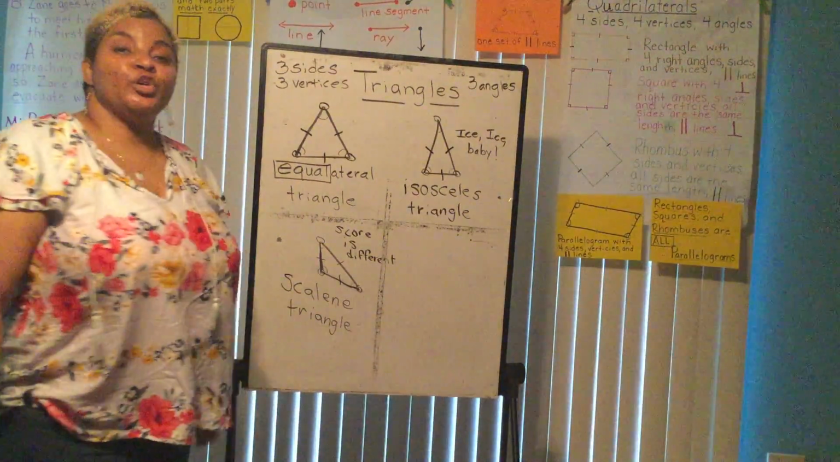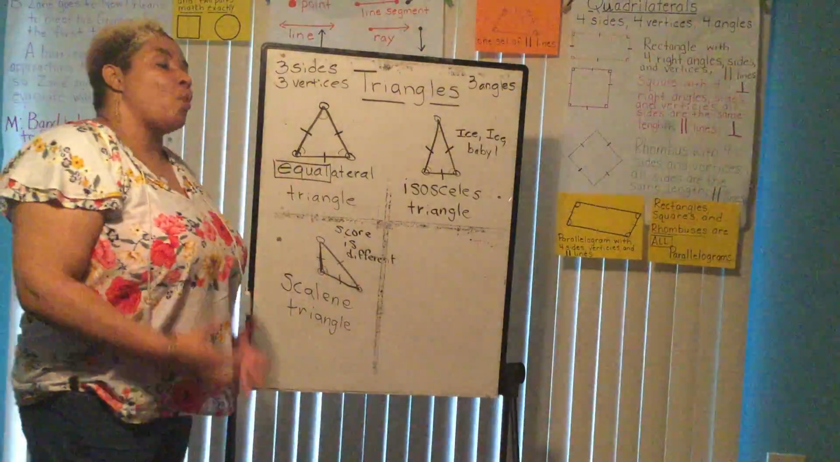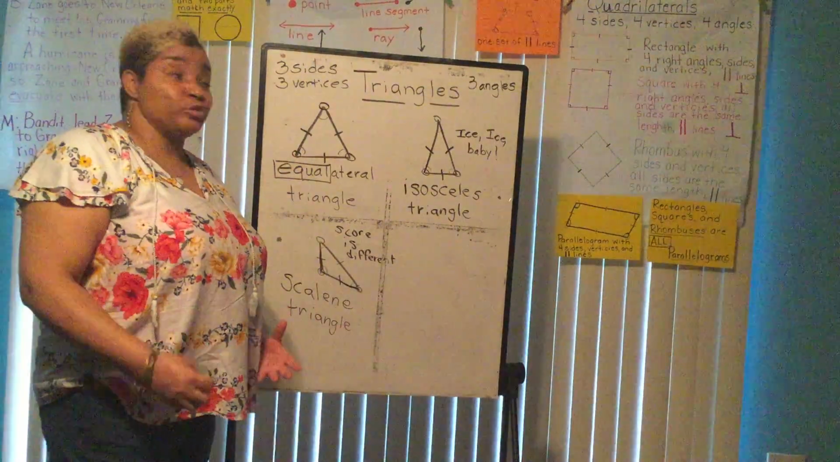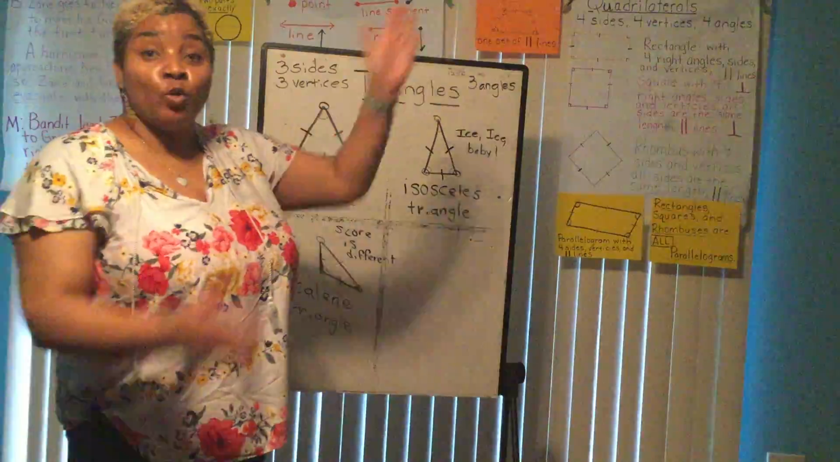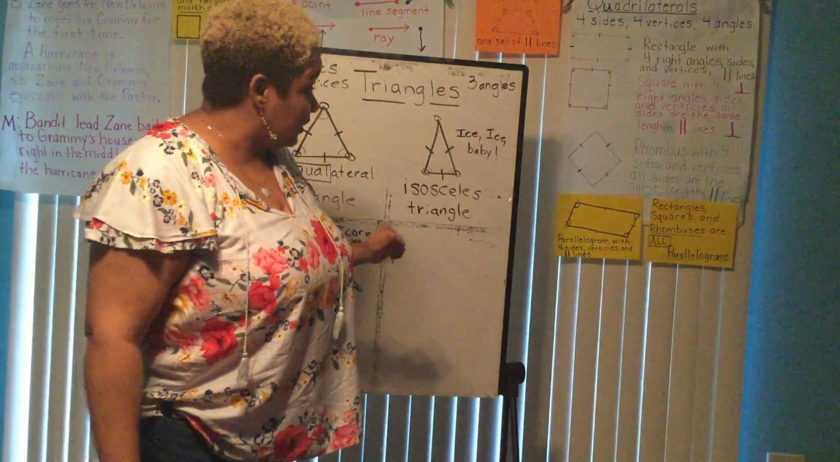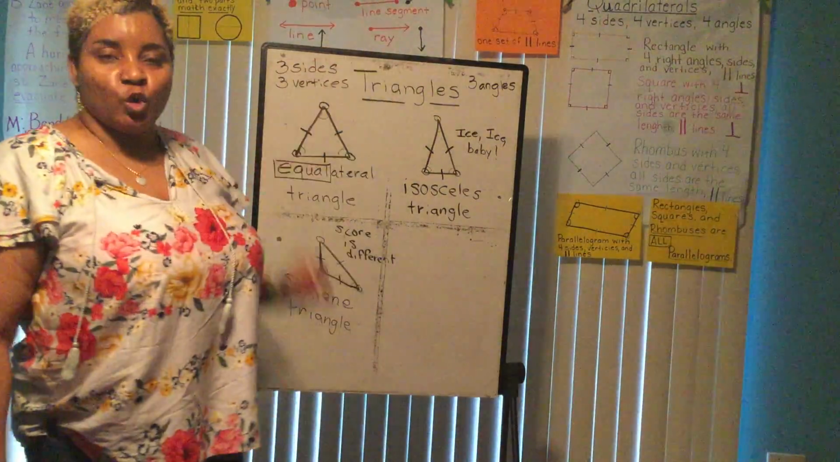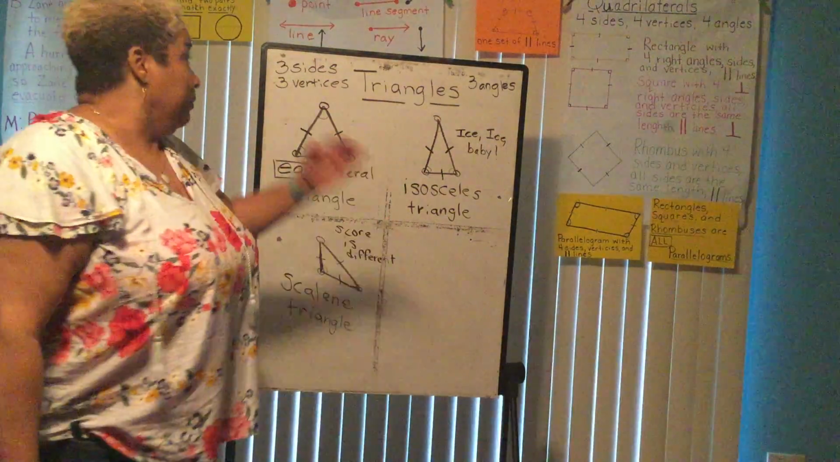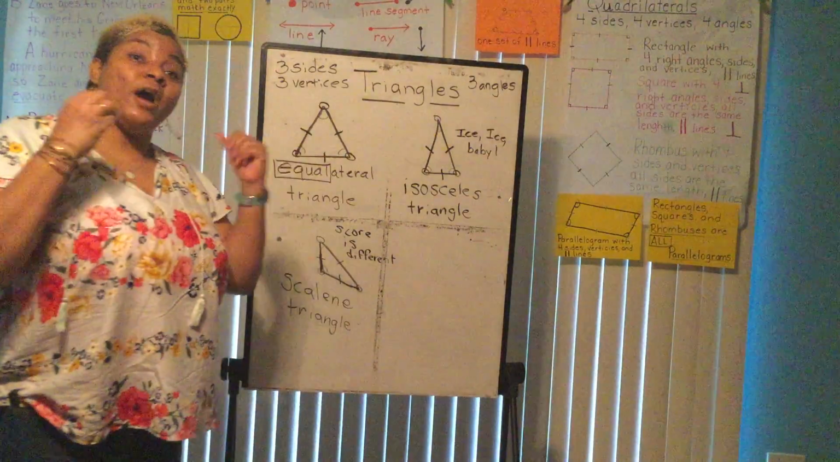Math time. So yesterday we started talking about ways to describe triangles. Earlier we learned how to describe quadrilaterals, rectangles, squares, rhombuses, parallelograms, and trapezoids. So we learned how to describe those. So now we're moving on to describe triangles.